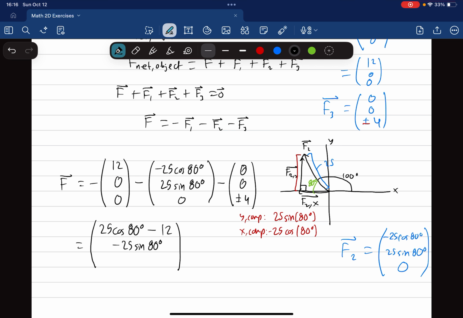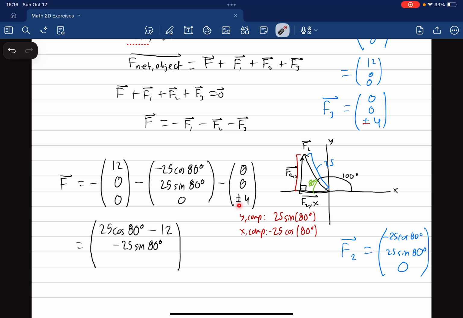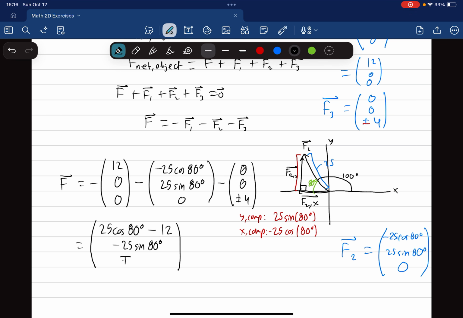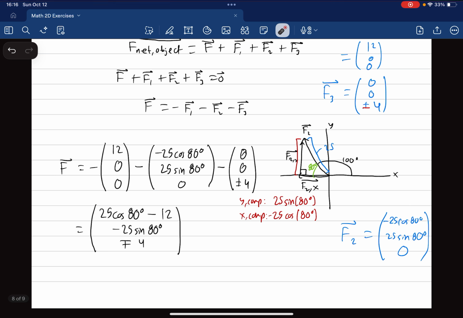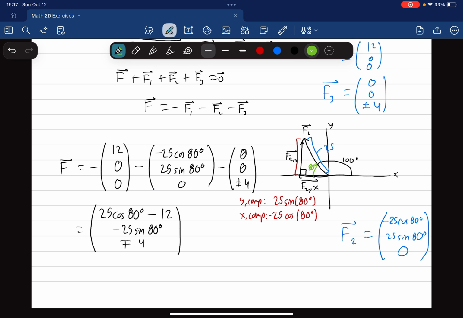And finally, our z component will be minus plus 4, which is just another way of saying plus or minus 4. I decided to write it this way to emphasize that the negative flips the signs, but really you can equally think of this as plus or minus if you want. Now we're almost done. We have the components of F. The last thing we need to do, because we want the magnitude, and again, the magnitude is just going to be the length of this vector.